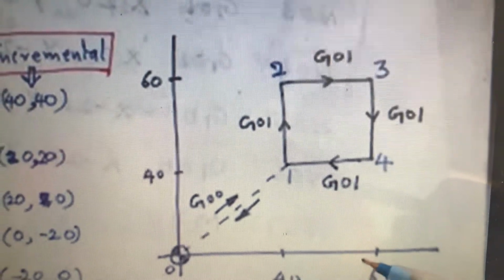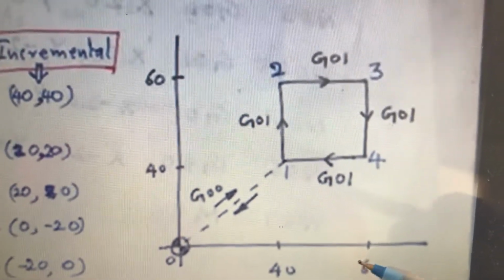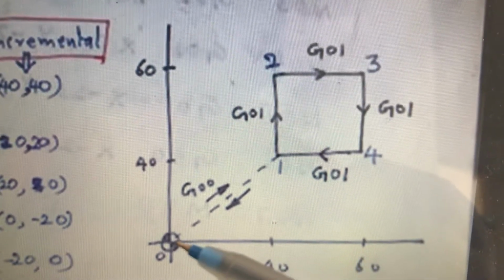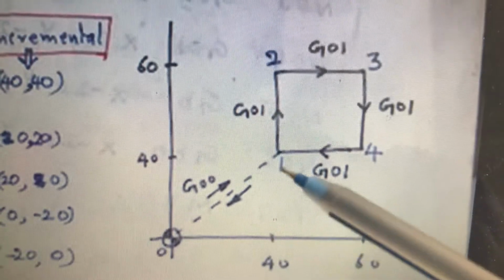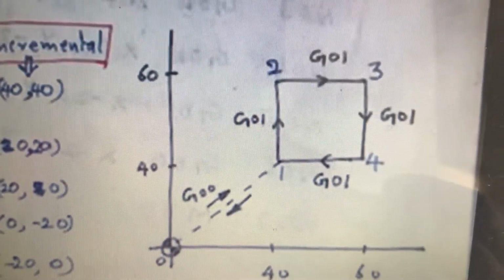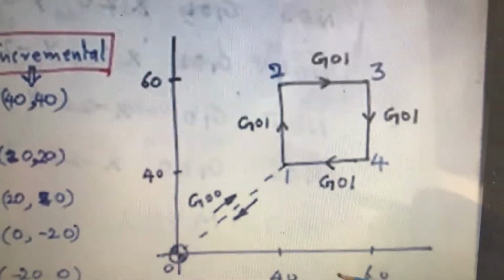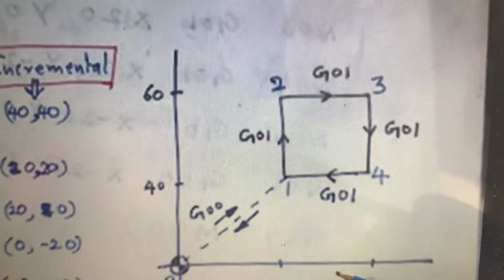That is called absolute positioning. Now what is incremental positioning? In incremental positioning, the origin from where the values of x and y are measured is not fixed. The origin keeps moving.